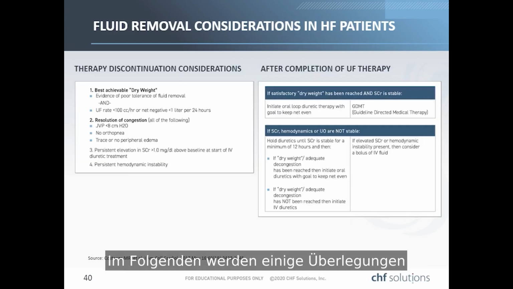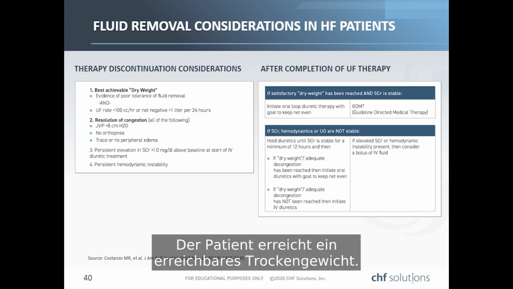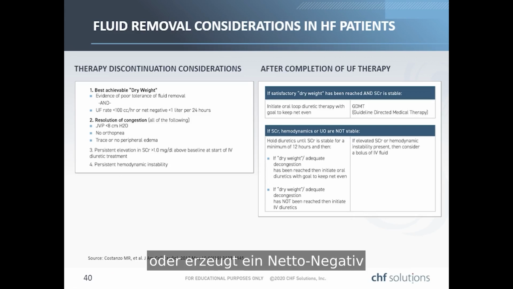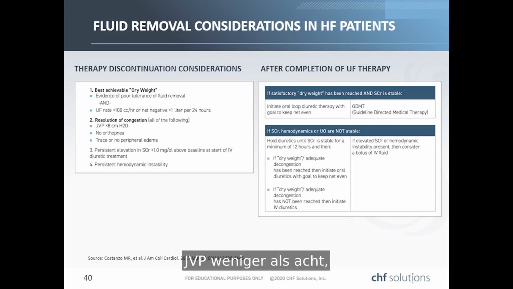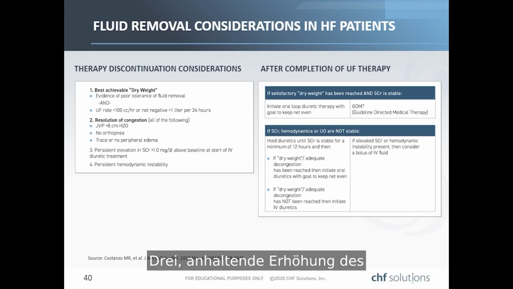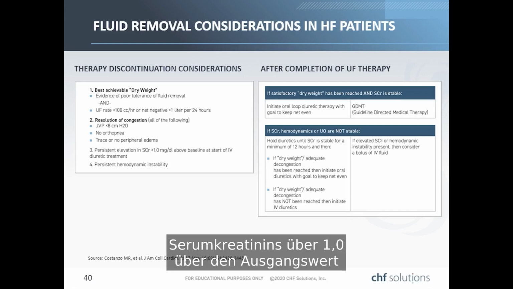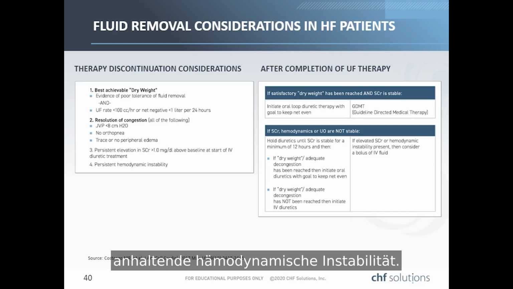The following are some considerations on when to discontinue therapy. 1. The patient has reached a best achievable dry weight. This may mean evidence of poor tolerance of fluid removal, and the UF rate is set below 100 cc's per hour or produces a net negative of less than 1 liter in a 24-hour time period. 2. Resolution of congestion, meaning all of the following: JVP less than 8, no orthopnea, and trace or no peripheral edema. 3. Persistent elevation in serum creatinine above 1.0 above baseline at the start of IV diuretic treatment. Or 4. Persistent hemodynamic instability.